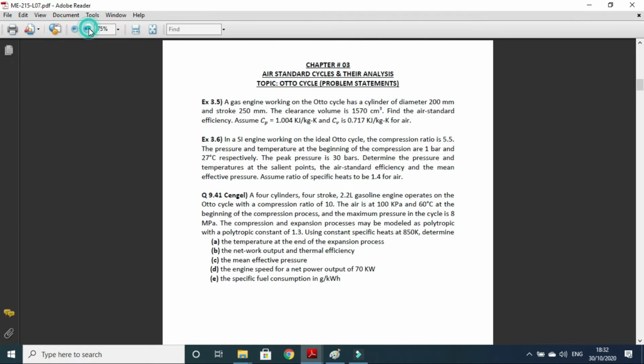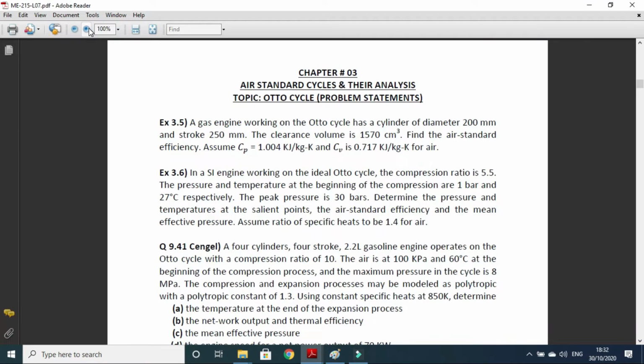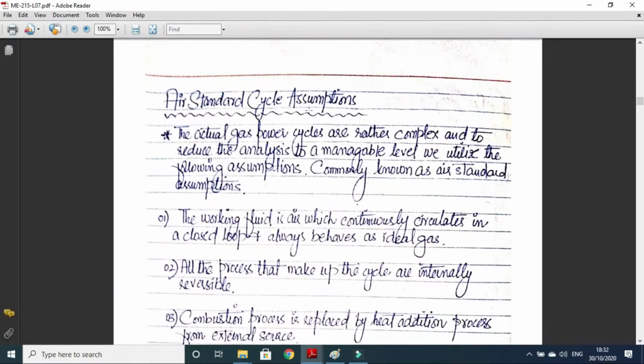So these are the numericals which we are going to solve at the end of today's lecture. So first, going towards the solution of the numericals, if you remember in the course of thermodynamics as well, we learned that the actual engines are very complex, and if we want to calculate the efficiency, work output, mean effective pressure, and other performance parameters of the actual cycles, then it will be very complex. And it will be very difficult as well, and very time consuming.